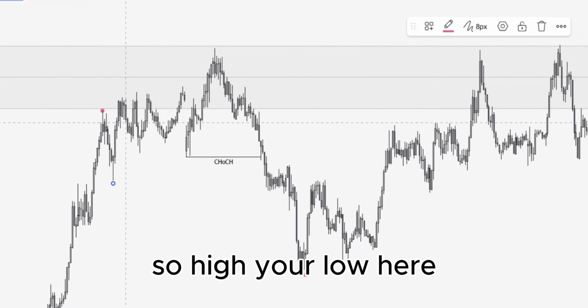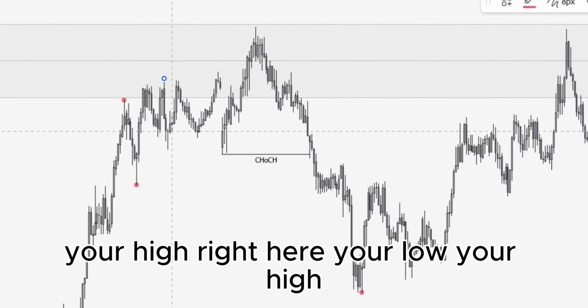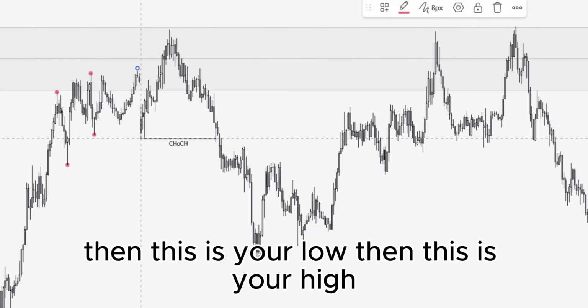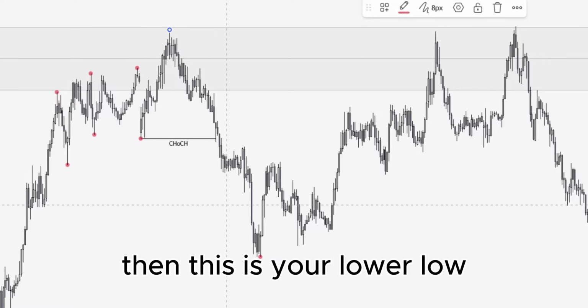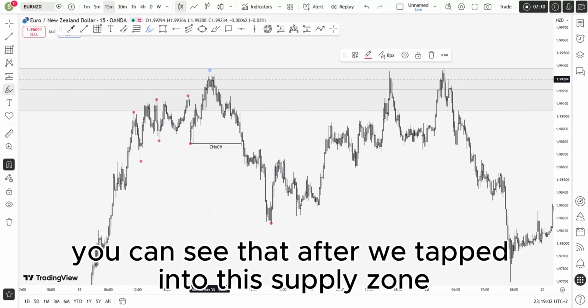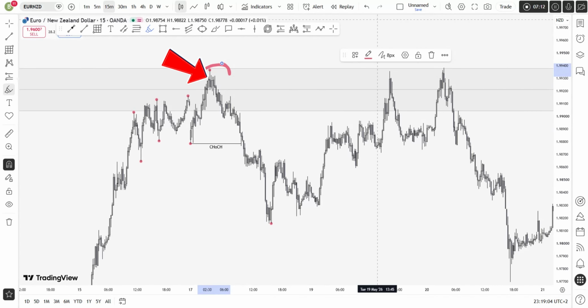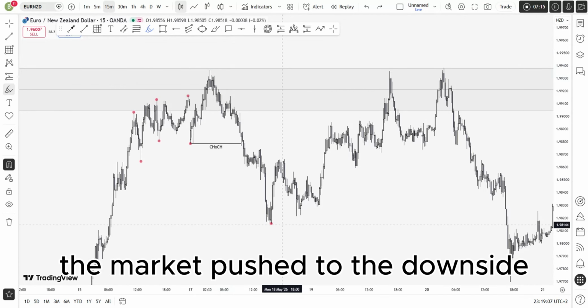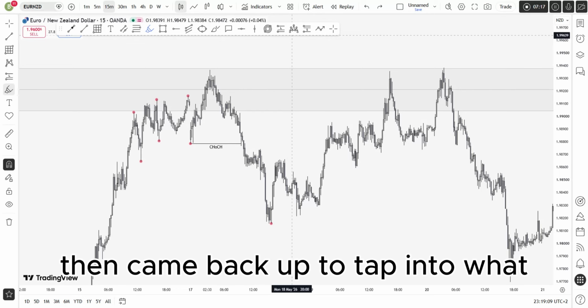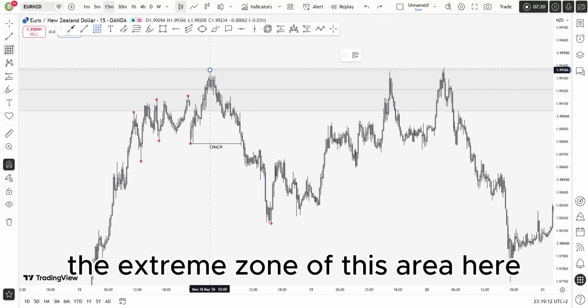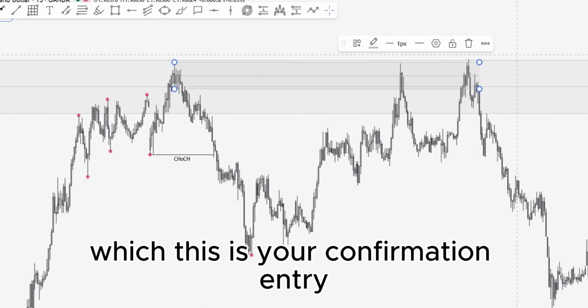So high, your low here, your high right here, your low, your high, and this is your low, then this is your high, then this is your lower low. And obviously you can see that after we tapped into this supply zone, that is when we got the lower low. The market pushed to the downside, then came back up to tap into the extreme zone of this area here, which is your confirmation entry.